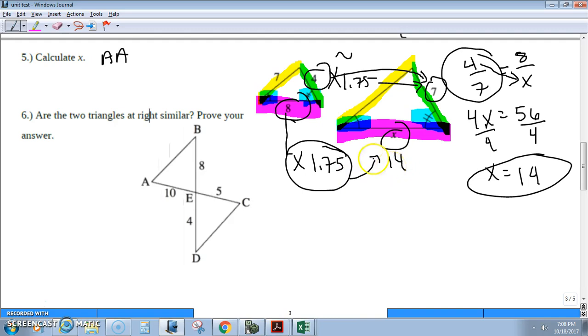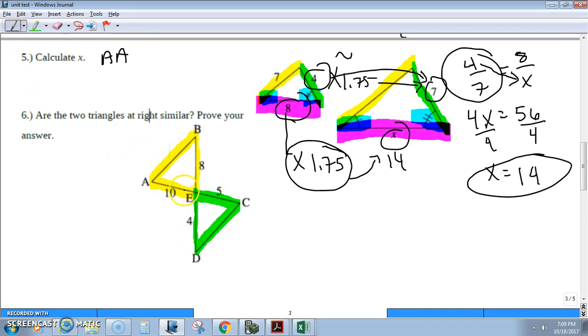Looks like I have just enough time on this video to do the answer to question 6. And you're going to need your theorems from page 120 and from beyond. So what we need to do here: are these two triangles similar? Is triangle ABE similar to triangle EDC? And we're going to want to use those theorems of similarity.